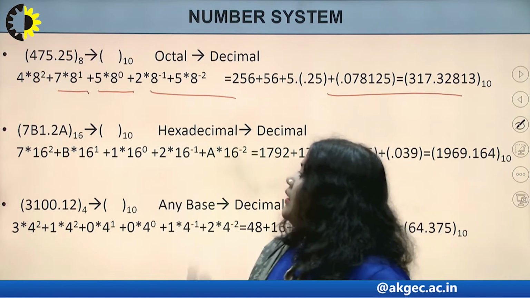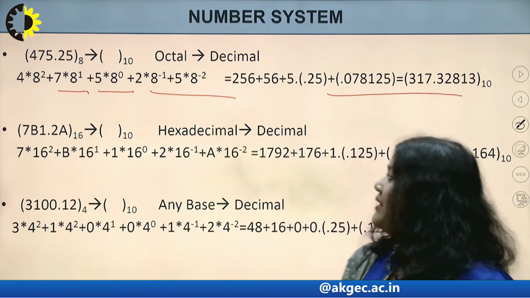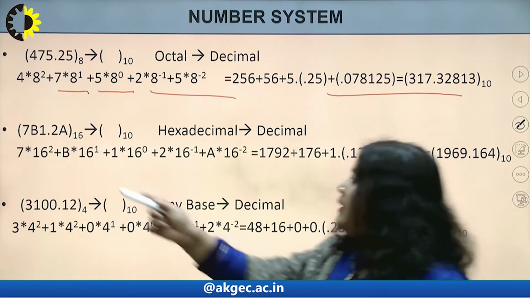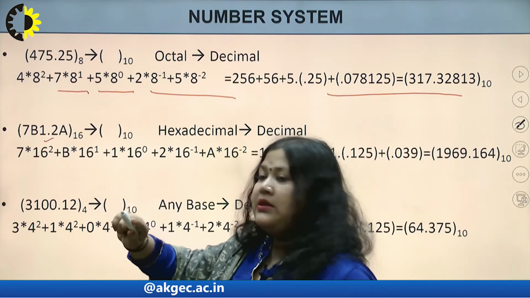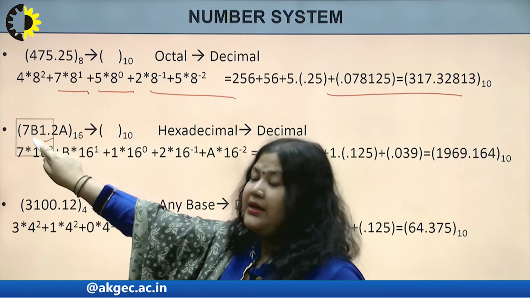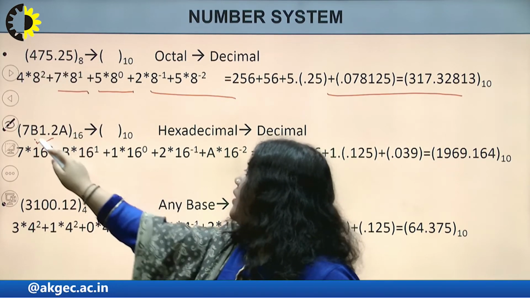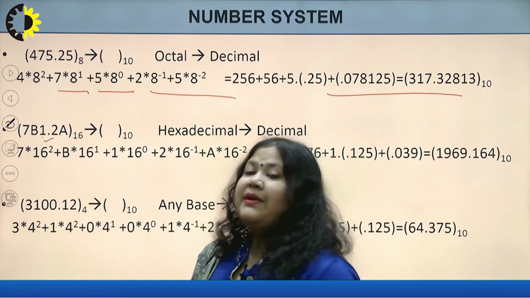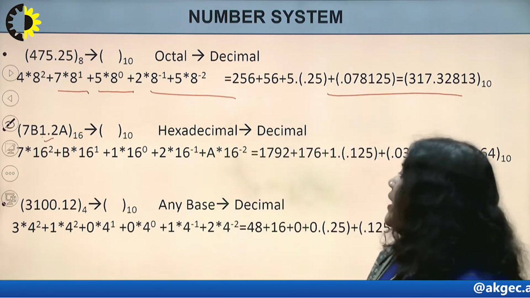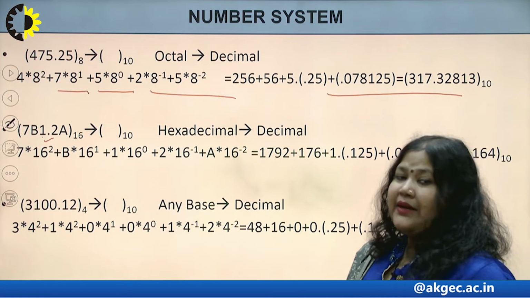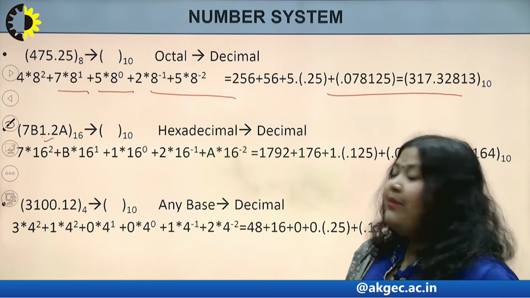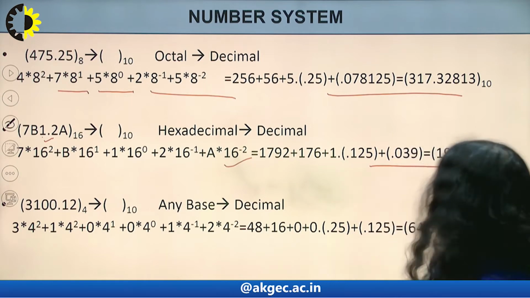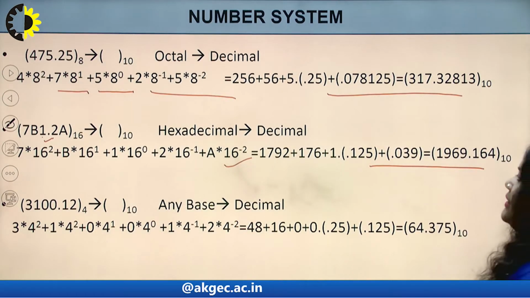Now this is hexadecimal to decimal, and we represent it the same way. It starts from 1 multiplied by 16 to the power 0. B is 11 basically, so 11 multiplied by 16 to the power 1. Now 7 multiplied by 16 to the power 2, and the fractional part 0.2A, that is 2 multiplied by 16 to the power -1 and A multiplied by 16 to the power -2. After the calculation, the resultant is 1969.164. This is hexadecimal to decimal.